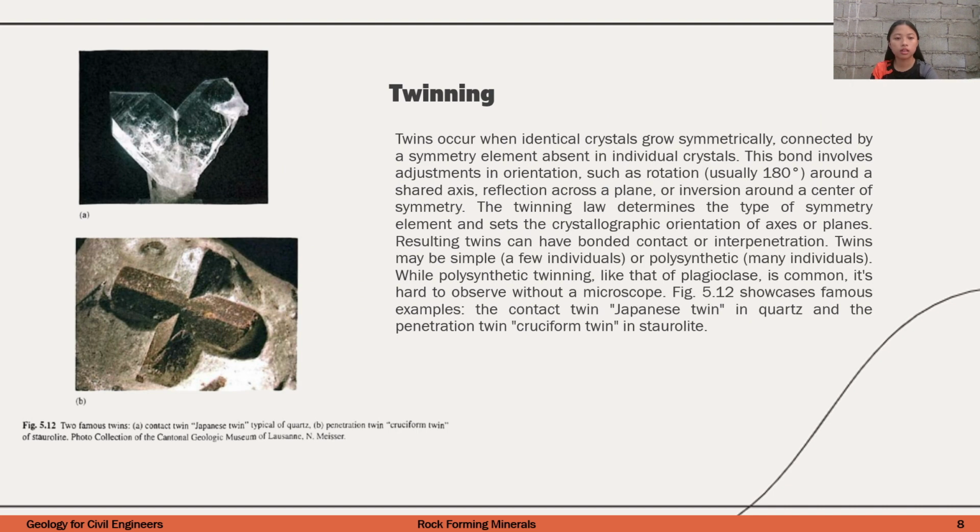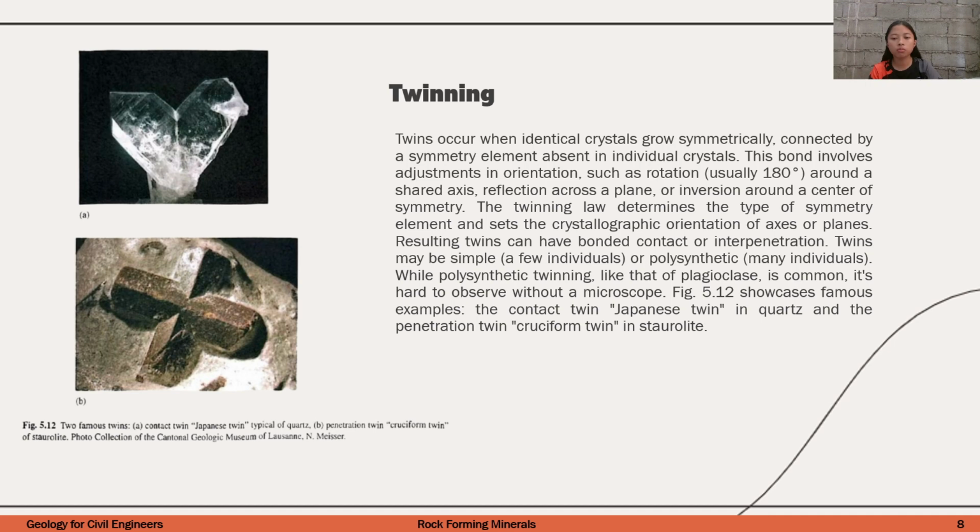So let's talk about twinning. Twins occur when identical crystals grow symmetrically connected by a symmetry element absent in individual crystals. This bond involves adjustments in orientation, such as rotation, usually 180 degrees, around a shared axis, reflection across a plane, or inversion around a center of symmetry. The twinning law determines the type of symmetry element and sets the crystallographic orientation of axes or planes.